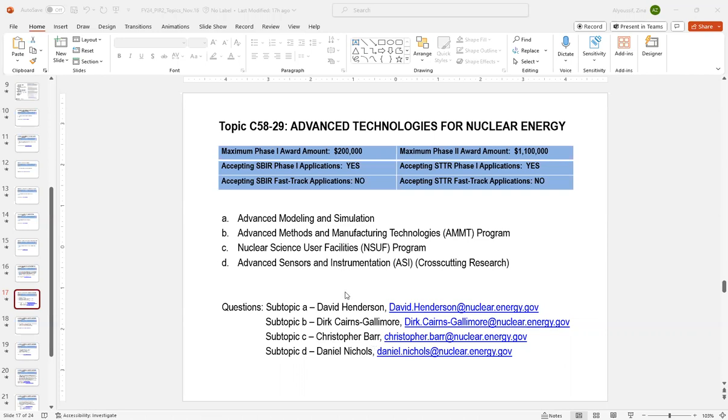Go ahead. All right, so I'm Chris Barr, the program manager for the Nuclear Science User Facilities. This topic is focused on non-destructive methods to assess material embrittlement of reactor pressure vessel steels under operating service conditions. During long-term operation under intense neutron radiation, reactor pressure vessel steels can degrade. This degradation is associated with changes in the underlying microstructure and subsequent changes in the mechanical properties.